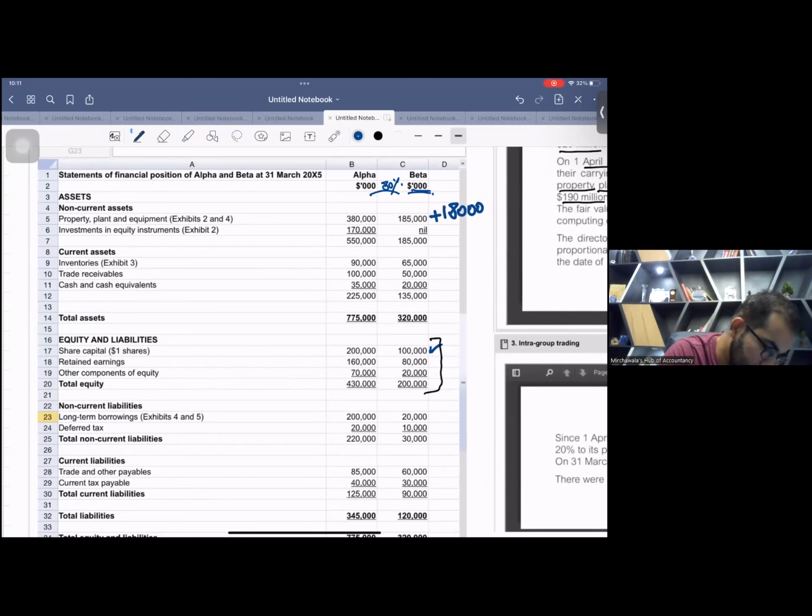And here you will write deferred tax. Where is the deferred tax? Yes. Okay, 18,000 and 3,600.